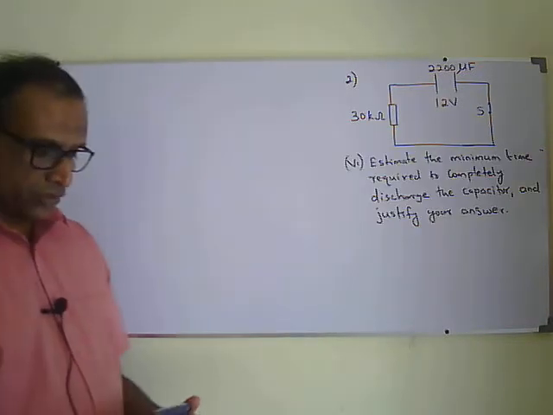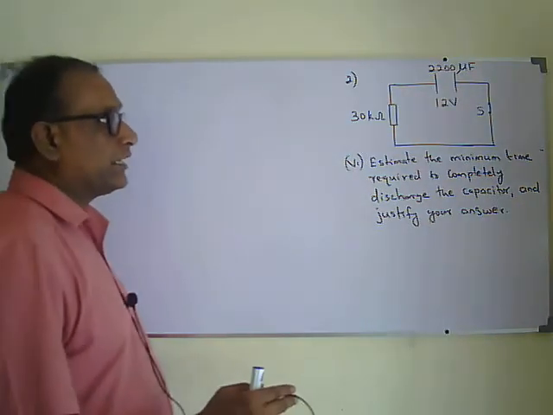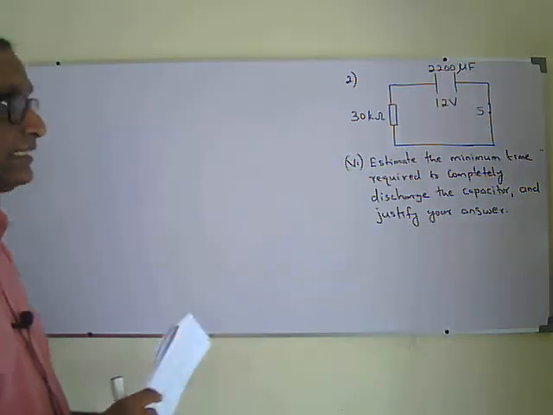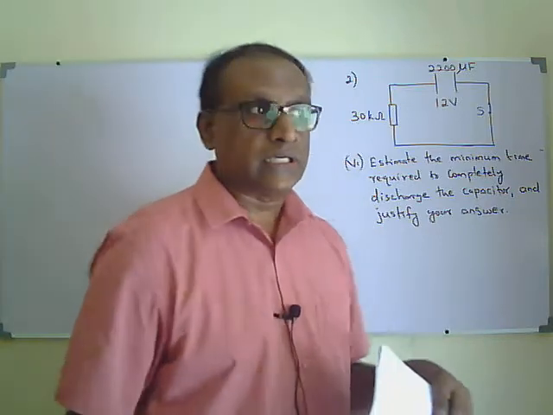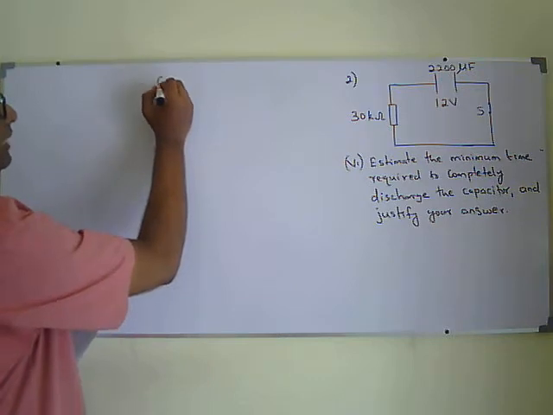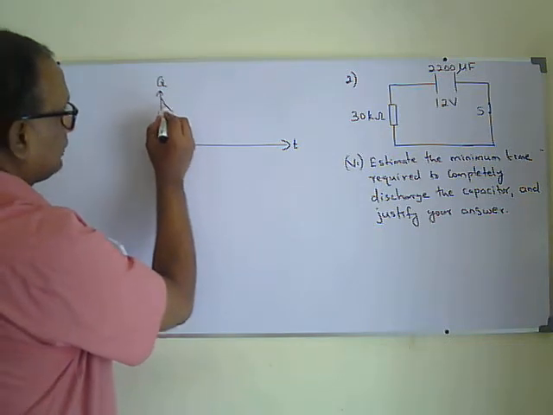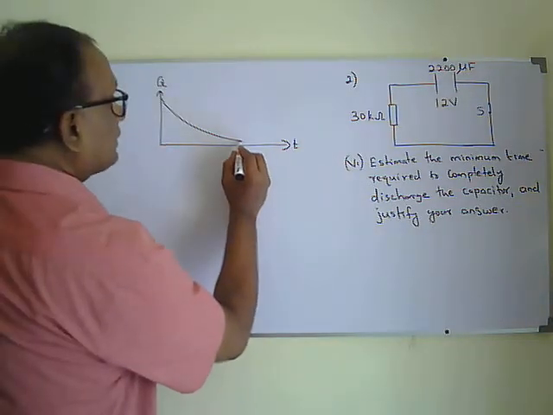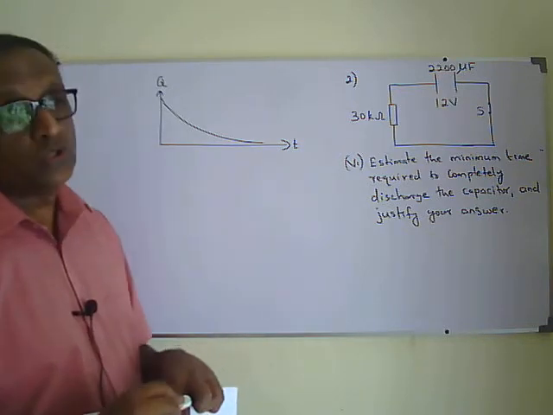Okay, the last part of this question is estimate the minimum time required to completely discharge the capacitor and justify your answer. But you know that theoretically the time taken to completely discharge the capacitor is infinite time. You know the graph never touches the x-axis. If I plot a graph of charge of the capacitor against time, the charge decreases exponentially, and we know this time axis is an asymptote. It never touches the time axis. That means the charge stored in the capacitor never becomes zero theoretically.